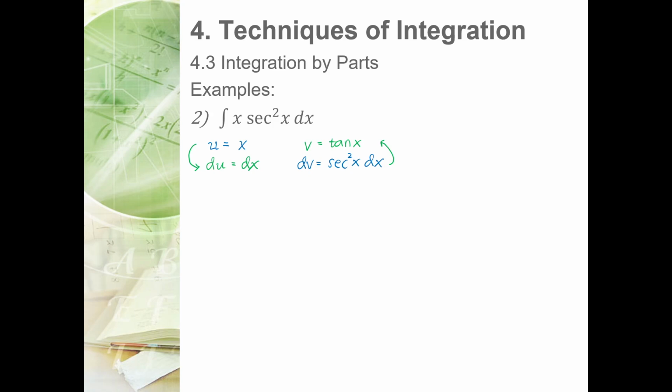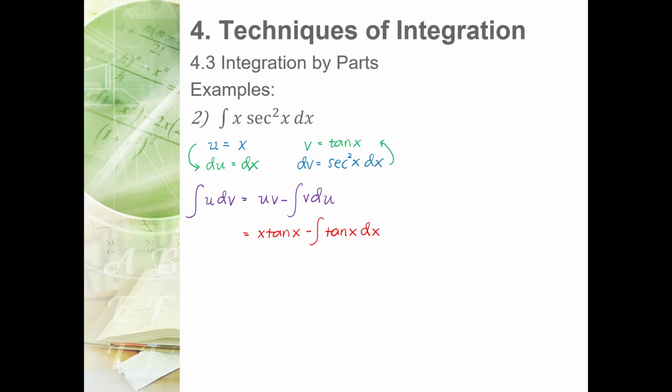I think it's easy to remember integration by parts compared with the other advanced techniques. Okay, so writing the formula so we can be guided: the integral of u dv is equal to uv minus the integral of v du. So uv first, you have x tangent x, minus the integral of v du, so the integral of tangent x dx.